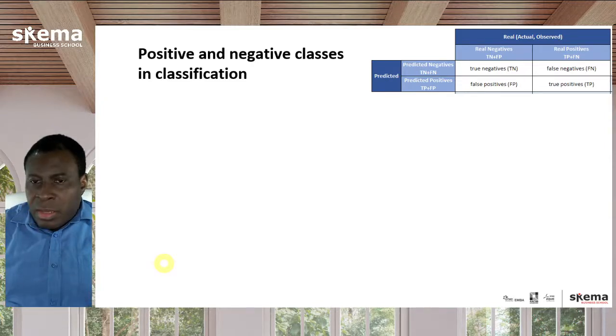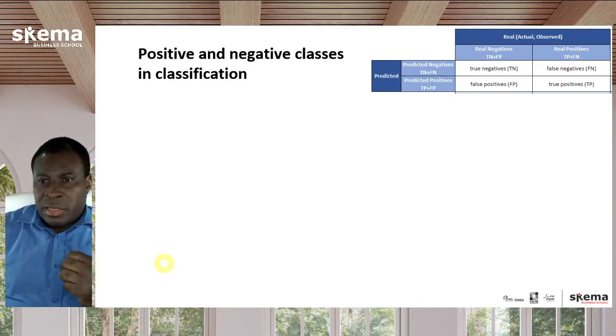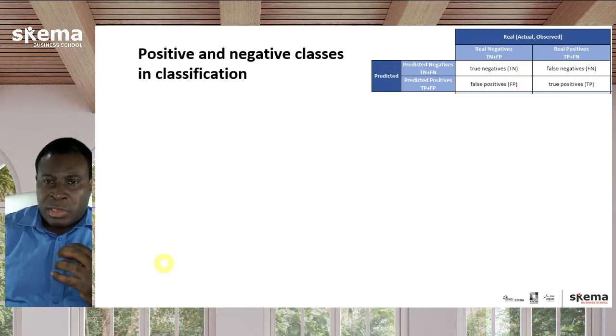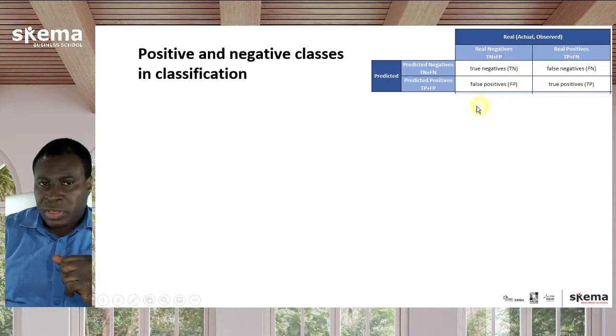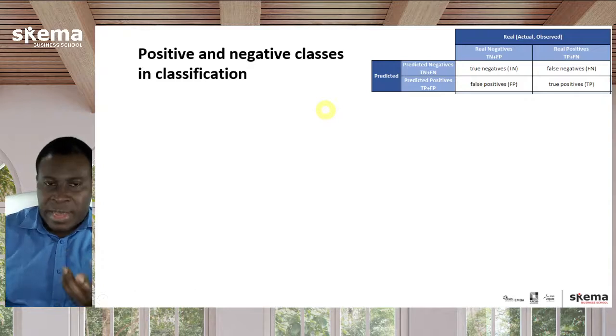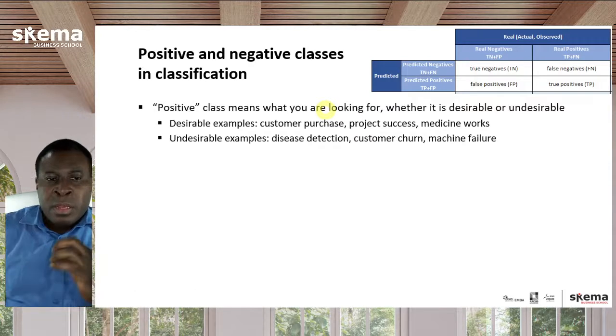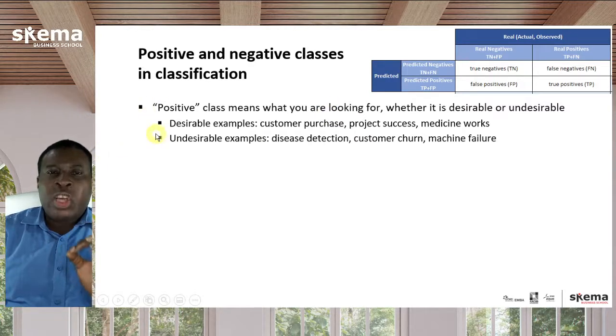To understand the measures that we look at, it's important to understand the classification matrix, also called a confusion matrix. And the first thing to understand is what is a positive or negative class, what exactly that means. Positive means what we are looking for, and it might be desirable or undesirable.